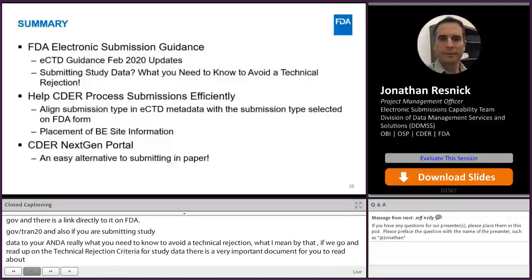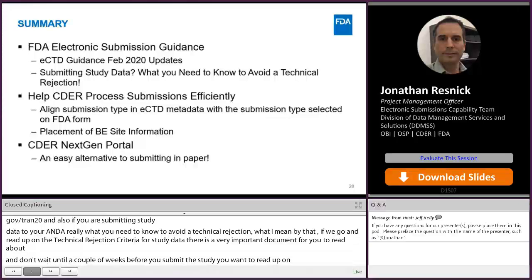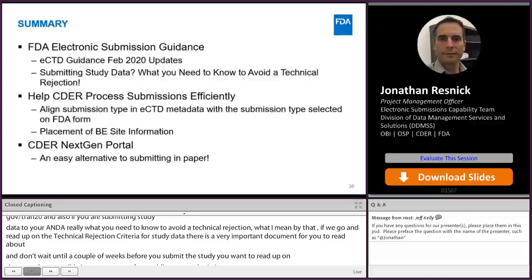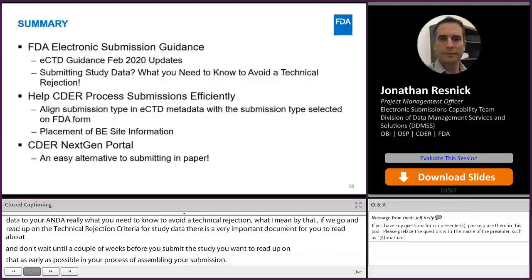The second point is helping CDER process submissions efficiently. So wherever you can, just make sure that when you're using your eCTD publishing tool, the eCTD submission type that you choose doesn't conflict with what you put down on that 356H form, and that you place your BE site information in the proper location in the eCTD.